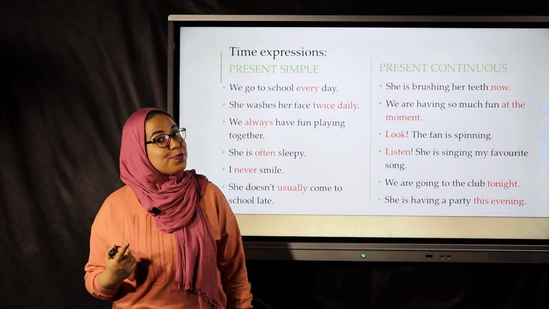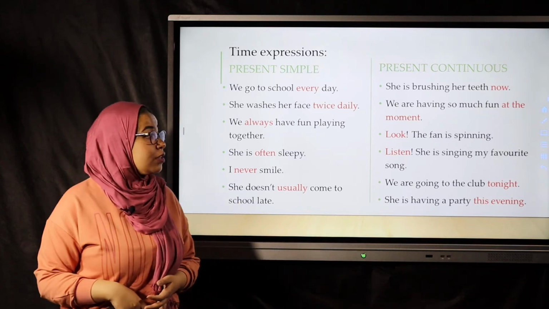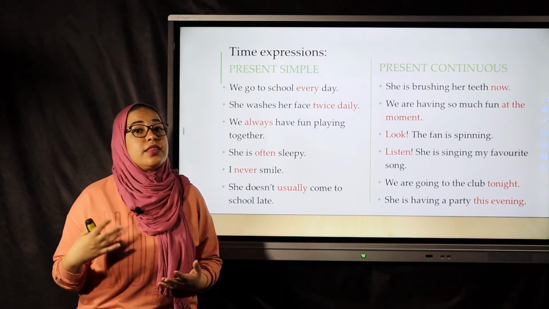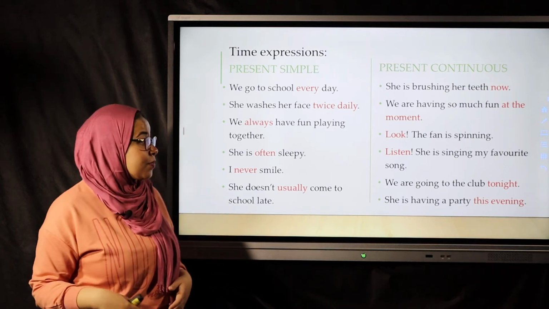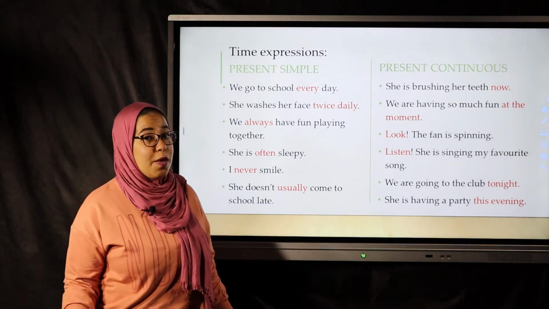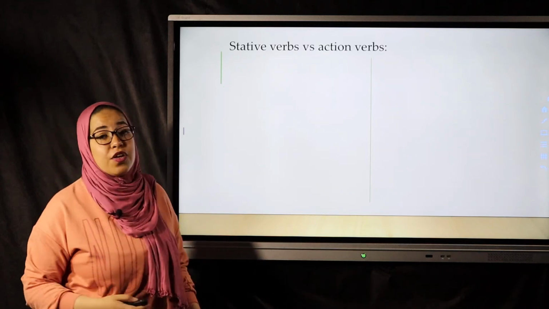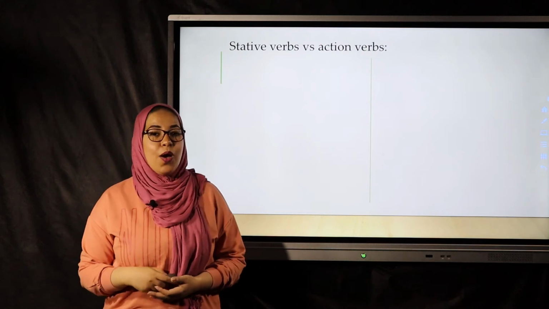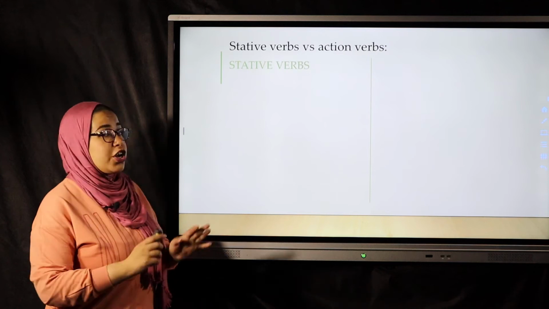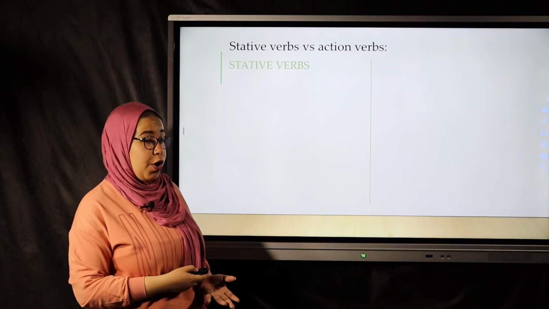So do you remember the time expressions now? What are they? We have now, at the moment, look, listen, this evening, this month, this year, this summer, okay? And tonight, of course, okay? So that's the end of the time expressions part. And now we move on to stative and action verbs. What are action verbs? What are stative verbs? Okay? Let's start with the stative verbs because they are the new thing, okay? Something you haven't seen before.